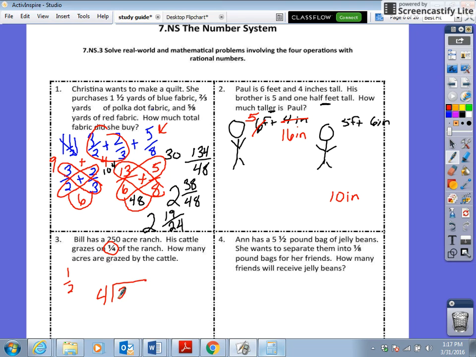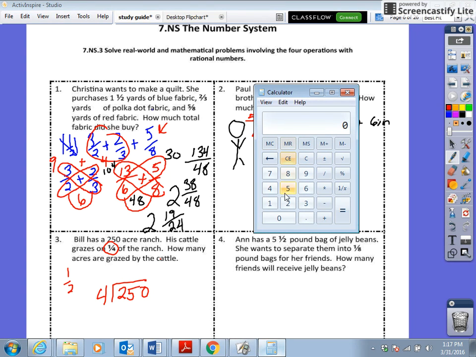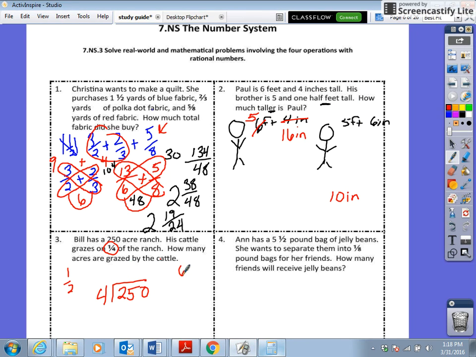So 4 into 250. If I'm able to use my calculator, it's super simple. 250 divided by 4 equals 62.5. You can also do the long division. 4 goes into 25 6 times, that would be 24. You'd subtract, you'd get 1. 4 goes into 10 2 times, that would be 8, and then you'd get 2. 4 goes into 20 5 times, so 62.5.